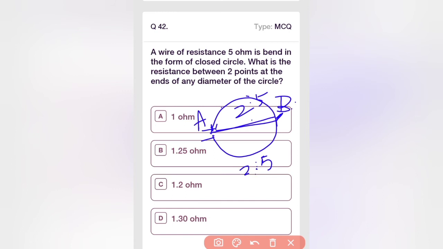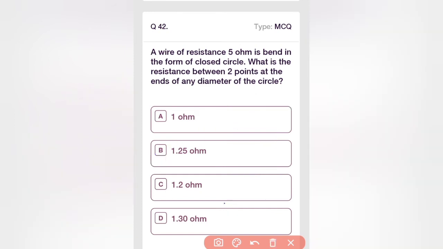So 2.5 into 2.5 divided by 2.5 plus 2.5. If two resistances are of the same value, we need to take R by 2. That is 2.5 divided by 2. What is 2.5 divided by 2? It's going to be 1.25, which is the correct answer. Option B is the correct answer.